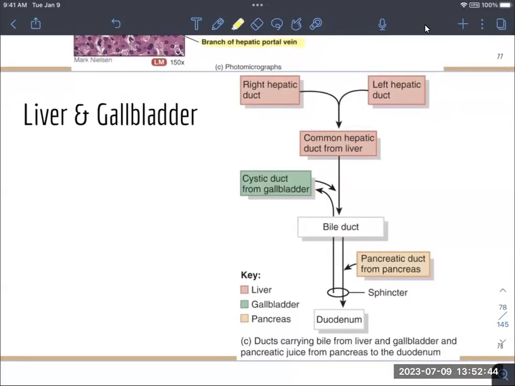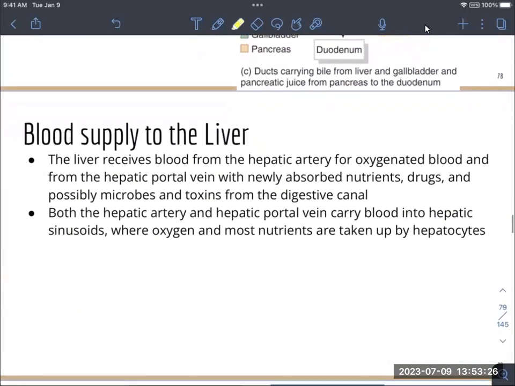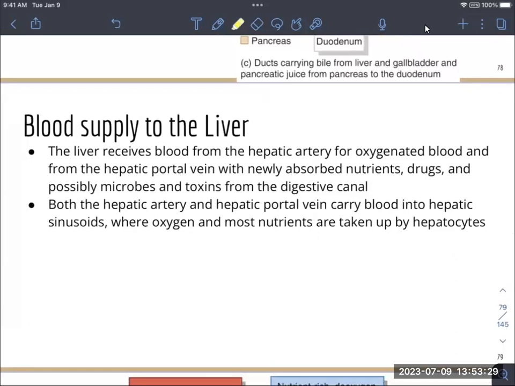So ducts that carry bile, we have that right hepatic duct and that left hepatic duct that come together to make that common hepatic duct from the liver. From here, it's going to go down to that bile duct. It'll carry through that pancreatic duct, hepatopancreatic duct. If the bile is not needed, it'll go back up and get stored in that gallbladder until it is needed. When it is needed, it'll be released out into that duodenum to help break things down.